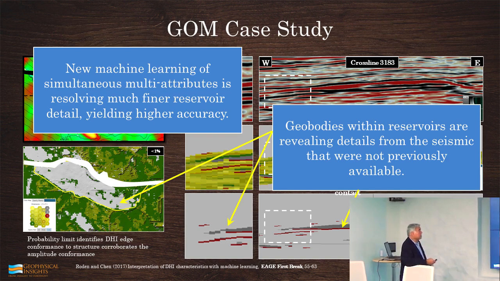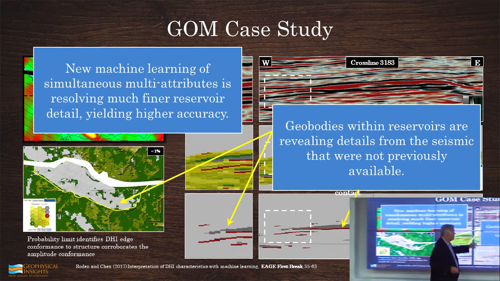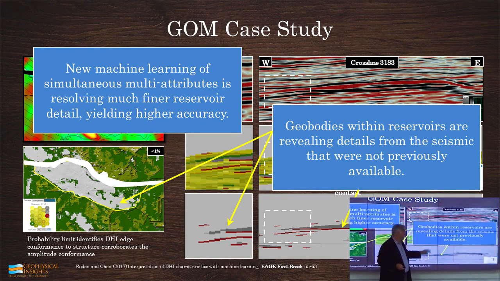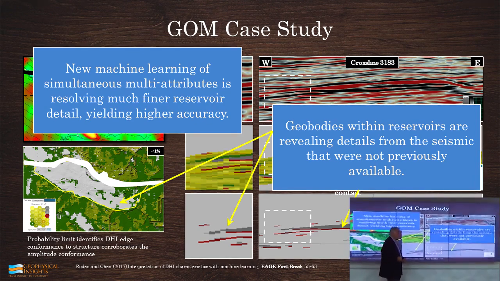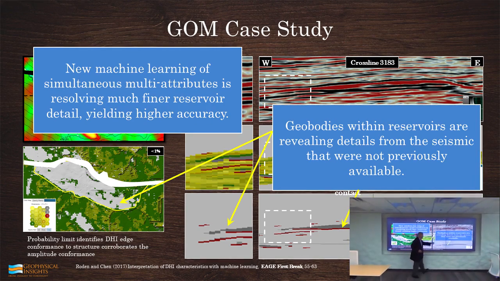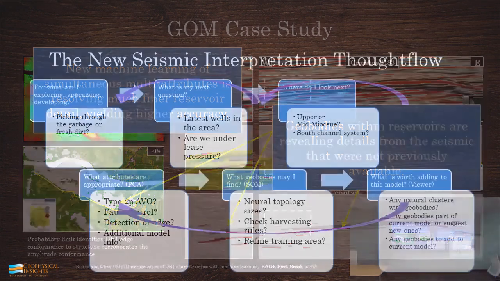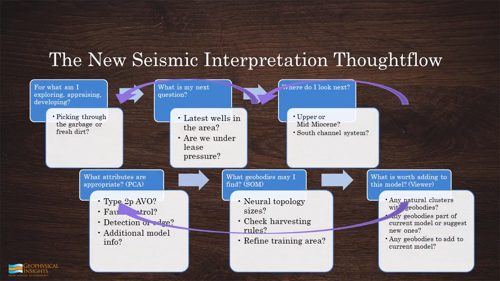And we'll show you some case histories. The geobodies within these reservoirs are revealing some detail now, right down on the sample level, which we can count now, and we can tie that with the reservoir production. Because now we have much more accurate volumetrics that we would not have looking just at the amplitude alone. And there's nothing wrong with the amplitude.